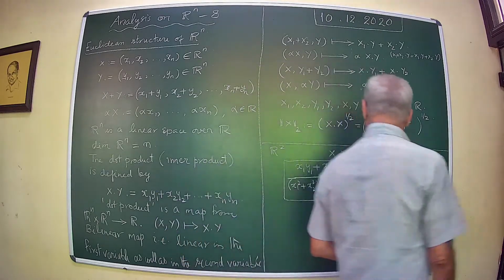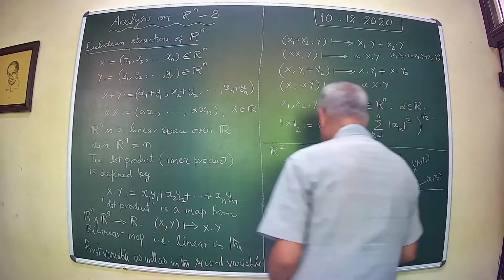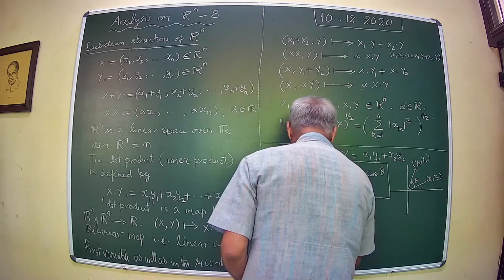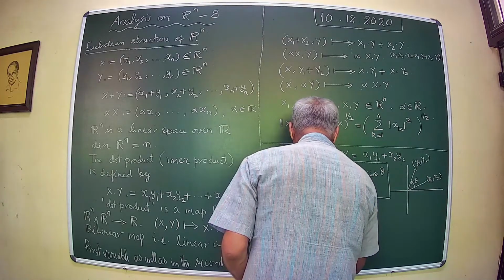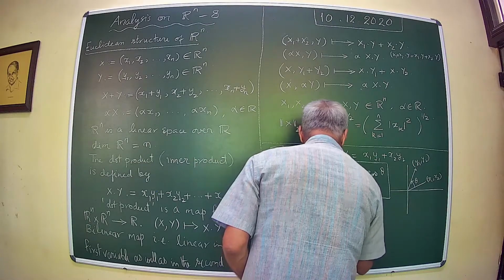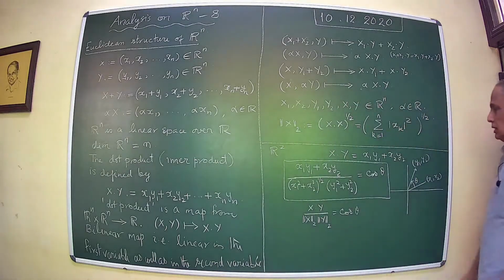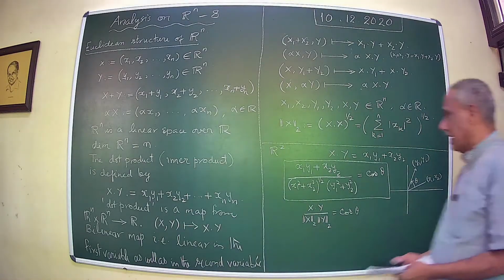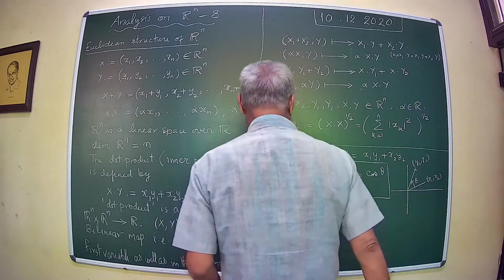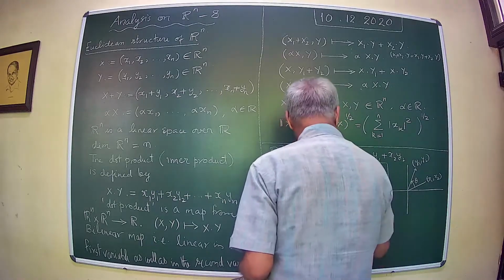Okay. So this can be rewritten as x dot y divided by the product of the norms. Now you see that in R3 also the same formula works. Okay, the same.